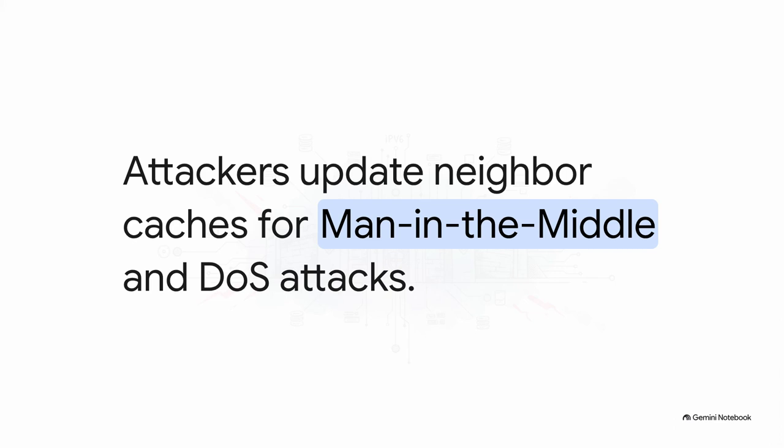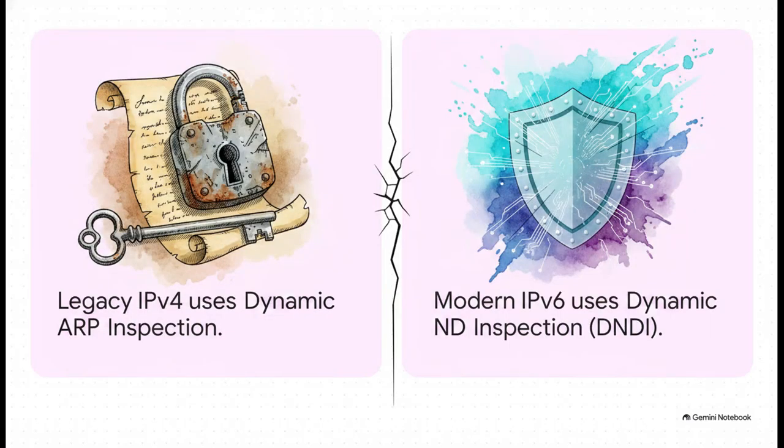This perfectly sets the stage for devastating man-in-the-middle attacks, silent data interception, or they could just drop the packets entirely to create a targeted denial-of-service condition. It's a massive, glaring vulnerability if you leave it unchecked. Now, if you're an experienced architect, you already know exactly how to stop this in IPv4.